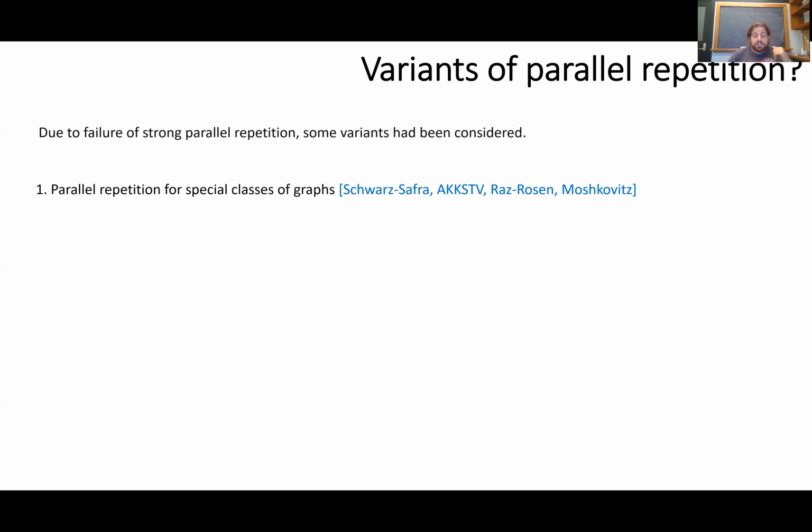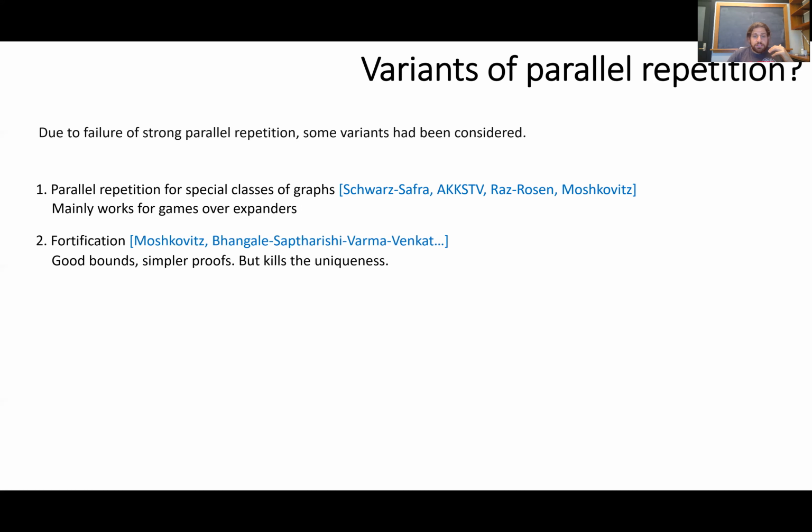So some special classes of graphs have been studied, such as expander graphs, and indeed there you do have strong parallel repetition. So people also suggested some other operations on graphs, most notably the operation called fortification, which is good because you get strong parallel repetition with good bounds and even simple proofs. But the main drawback here is that it kills the uniqueness of the game, so it's not really applicable as far as the connection that I mentioned is concerned.